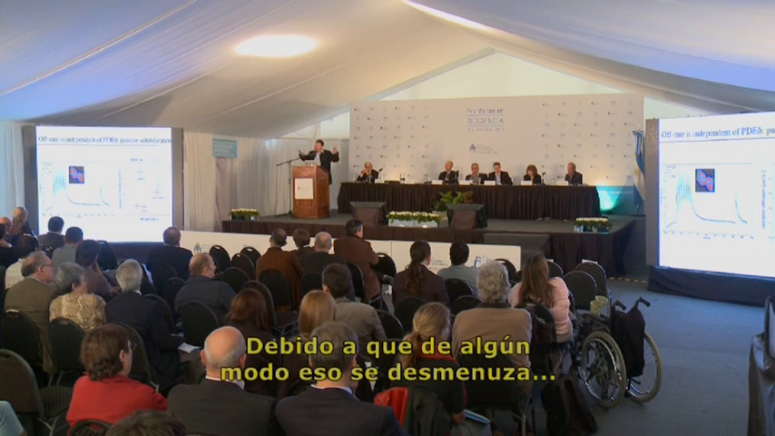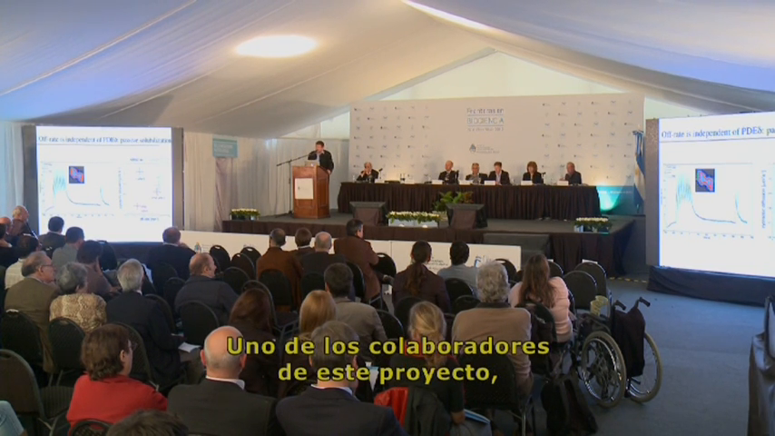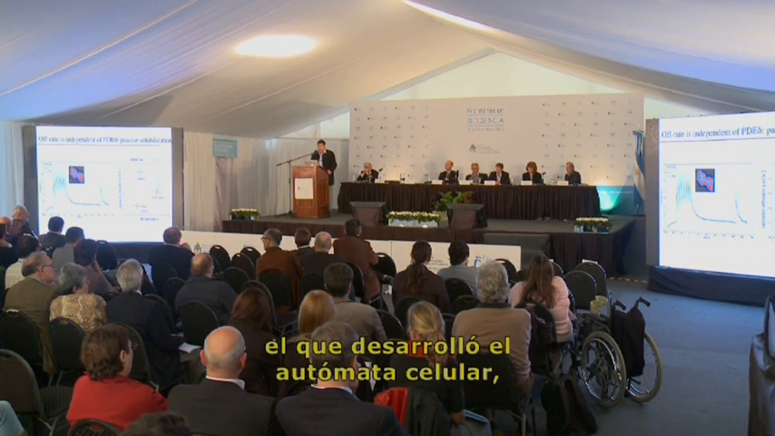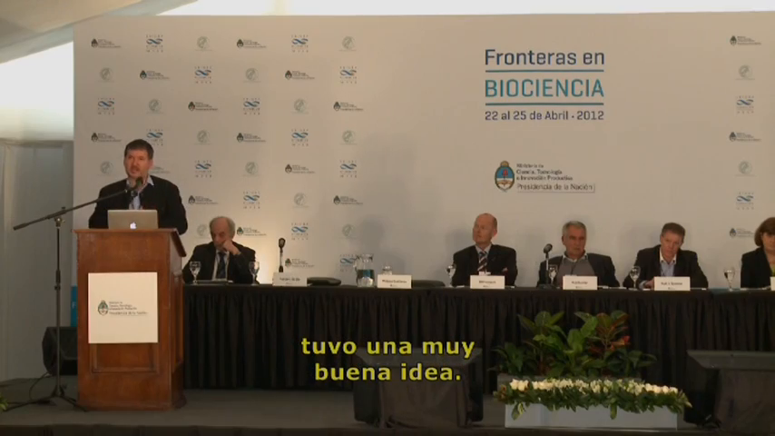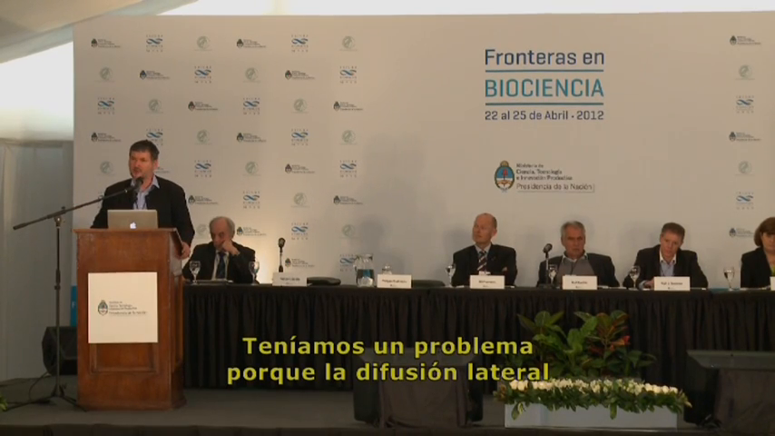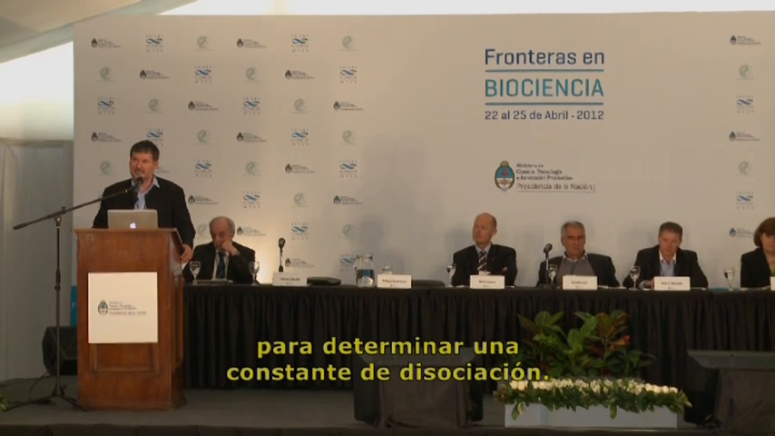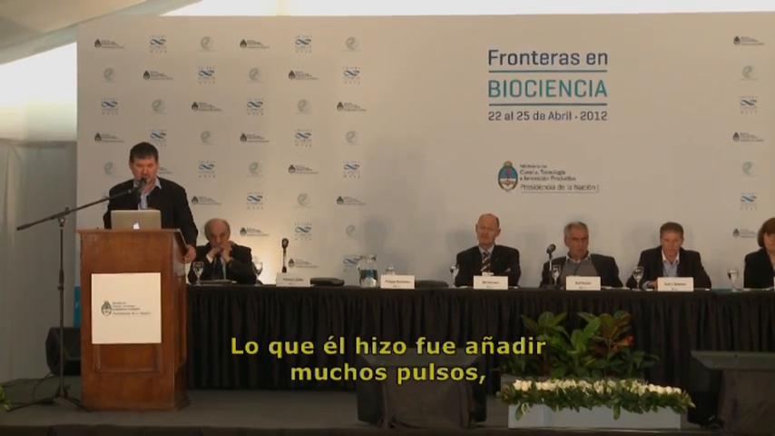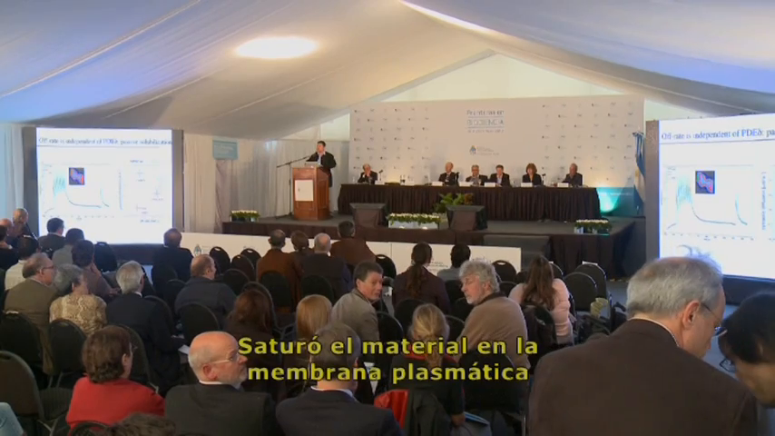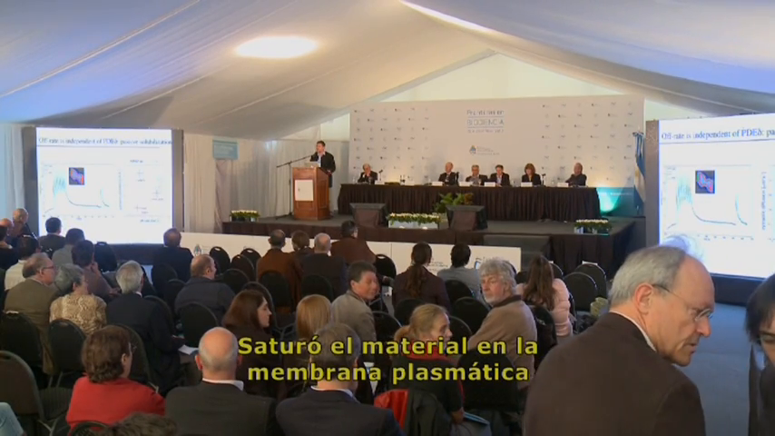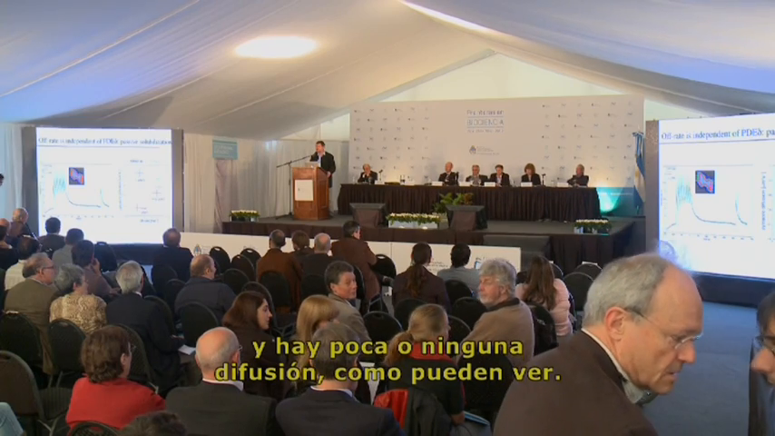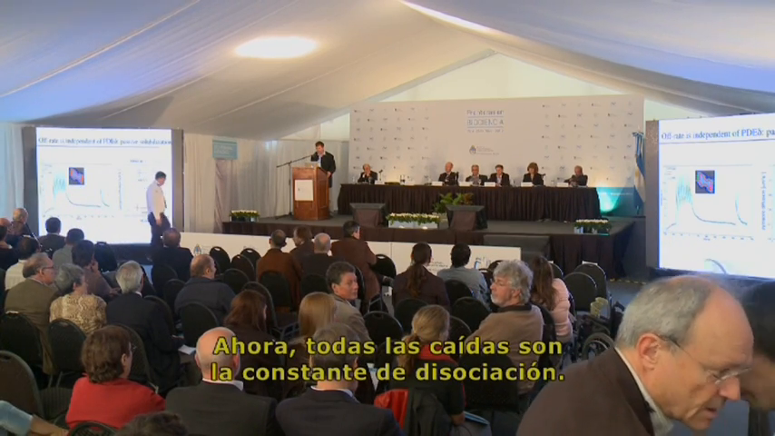Now, because in a way that gets scrambled, Malte Schmidt, who worked on this project and developed the cellular automata, had a really smart idea. We had the difficulty, because the lateral diffusion was so fast, to have enough dynamic range to determine the off rate, because it was way slower. So what he did, he basically applied a lot of pulses that you see on the left side, such that he saturated the material at the plasma membrane, and there's little lateral diffusion that you can see anymore, and so all the decay is now the off rate.